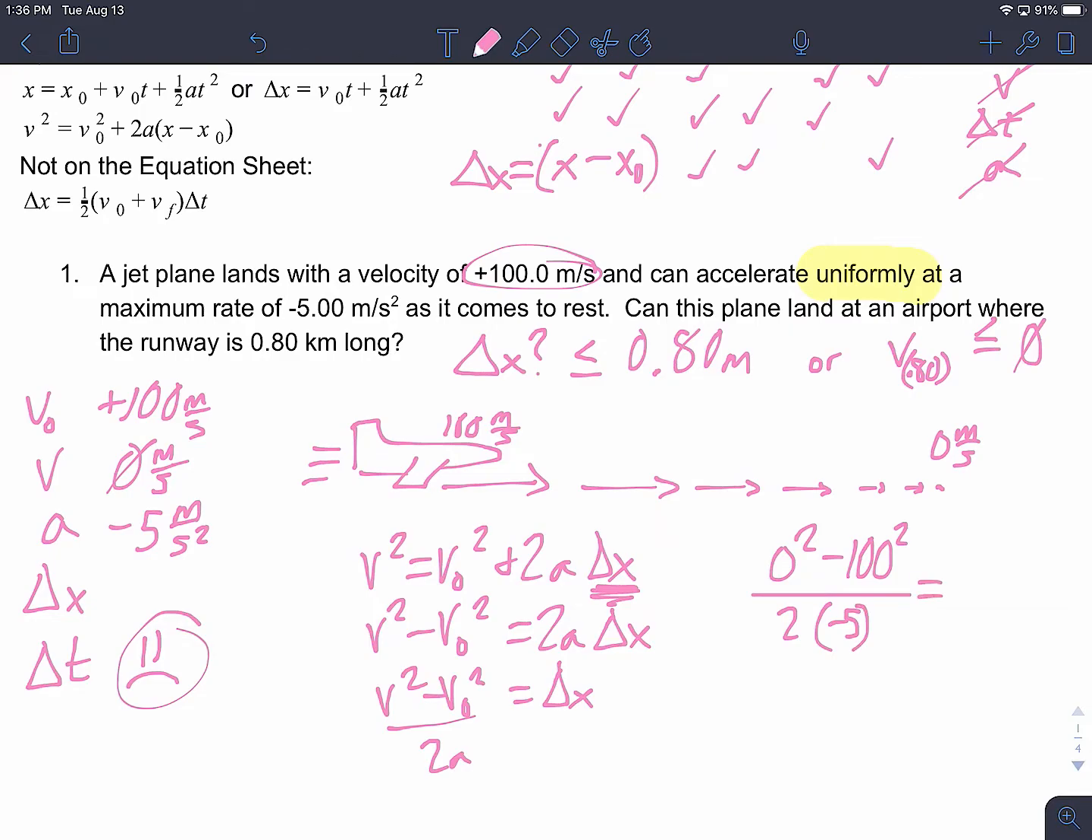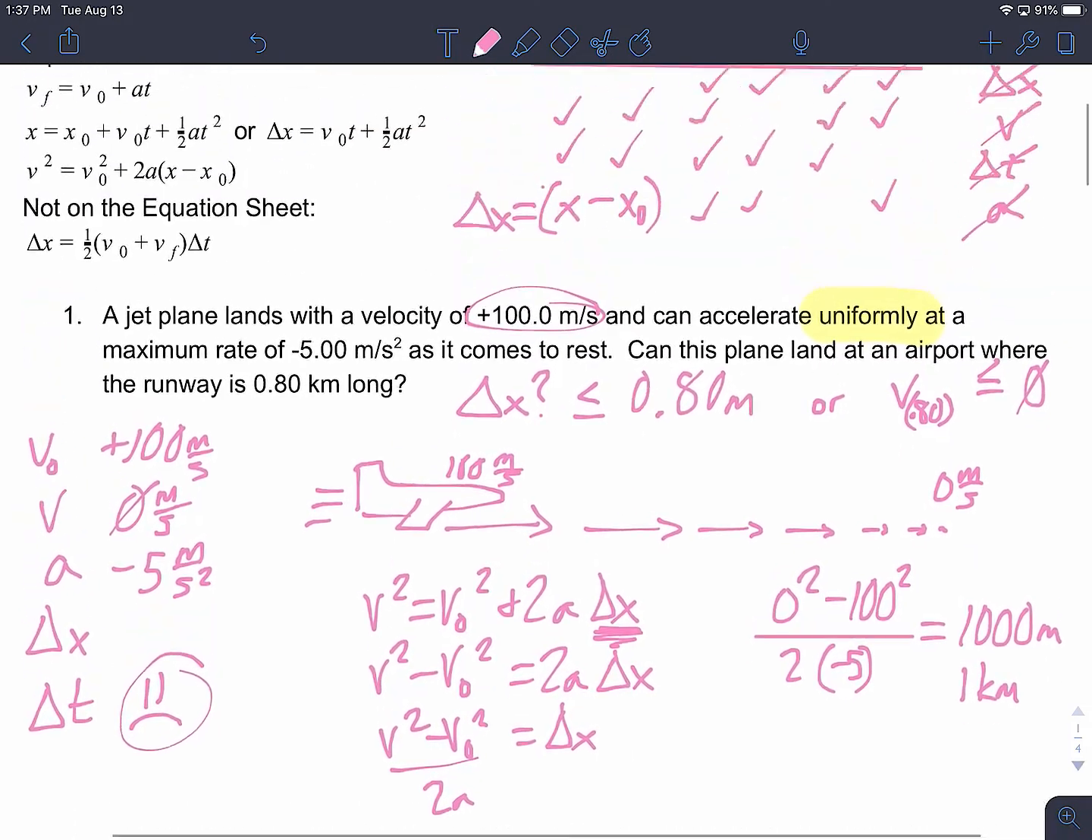Let me do some quick math. 100 squared divided by a negative 10 should give us 1,000. So we need a full kilometer. So that's 1 kilometer. That is greater than the 0.8, so the plane won't be able to stop. We could even double check this.